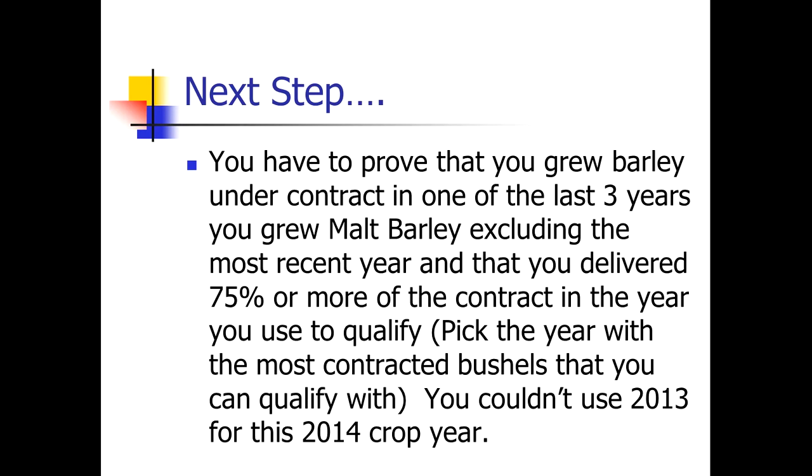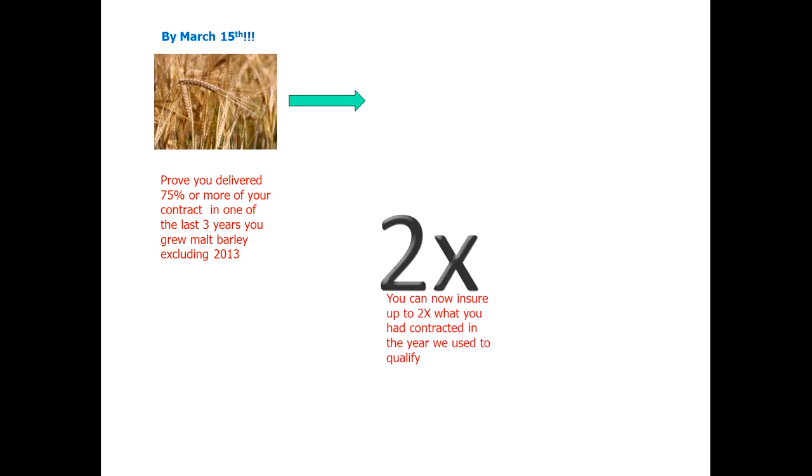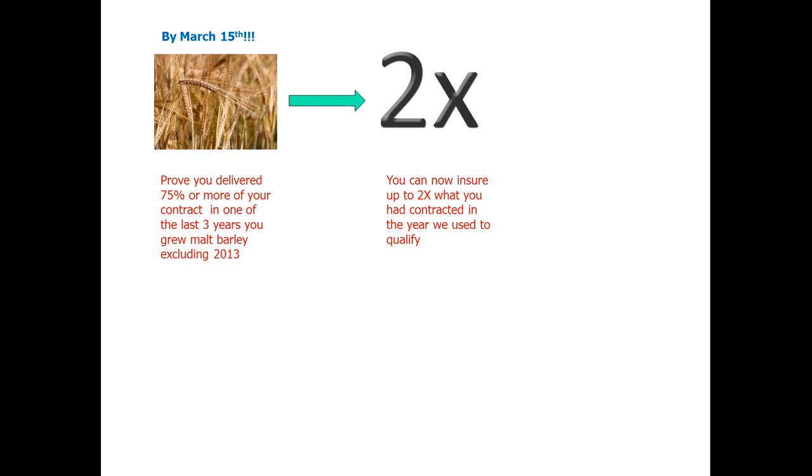What's the next step? You basically have to prove that you grew barley under contract in one of the last 3 years, excluding the most recent crop year, which we already went through here. And this screen will probably explain it with more clarity, but basically by March 15th, by this deadline, we have to prove you delivered 75% or more of your contracts in one of the last 3 years you grew malt barley. So that's what you would have to do right now, or for the March 15th deadline anyways.